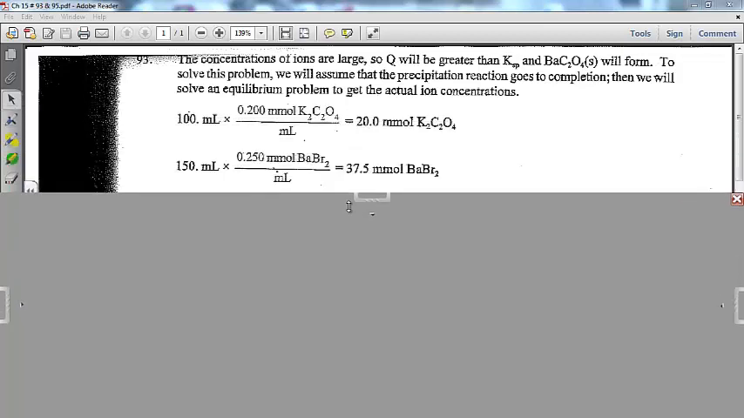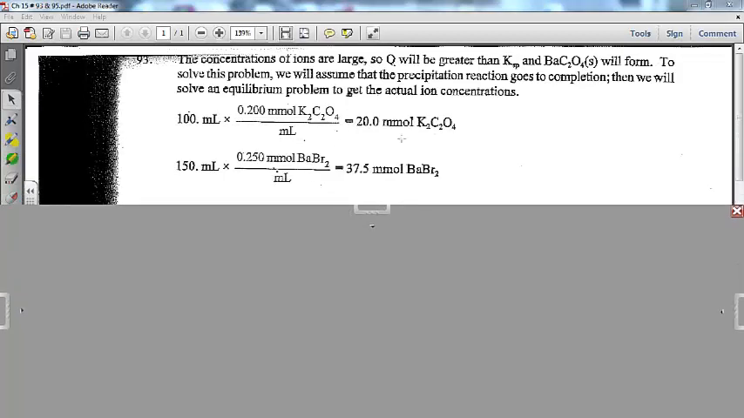Okay, so if we look up here, I've just scanned in the answers so I can talk you through it. For 93 it says the concentrations of ions are large, so Q will be greater than K. So here we have a position where we can calculate Q because it's trying to reach equilibrium. Q will be greater than KSP, and barium oxalate, the solid, will form. To solve this problem, we'll assume the precipitation reaction goes to completion, then we'll solve an equilibrium problem to get the actual concentrations. Okay, so first here are calculations of our initial amounts in millimoles.